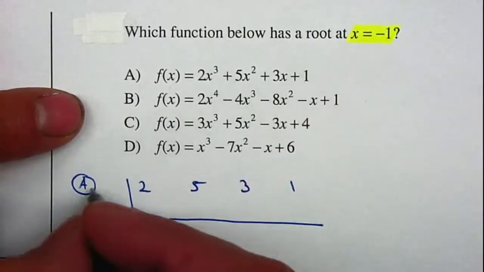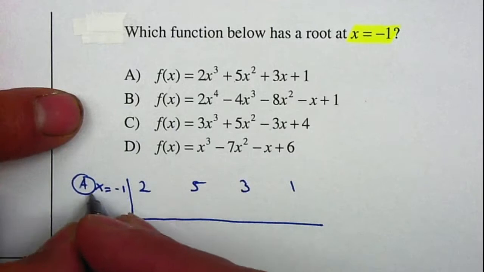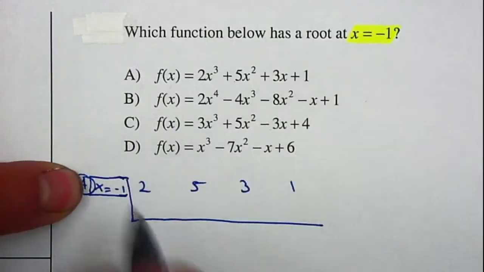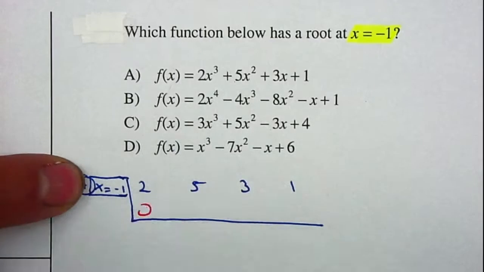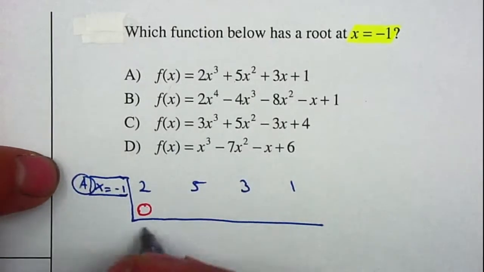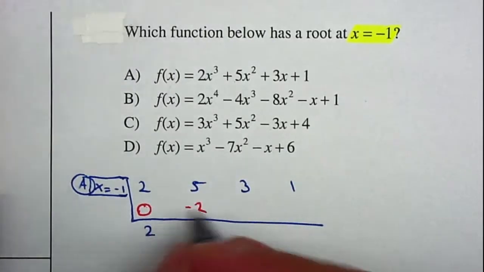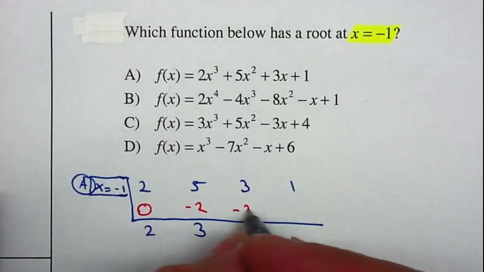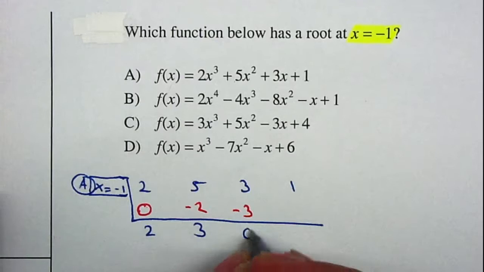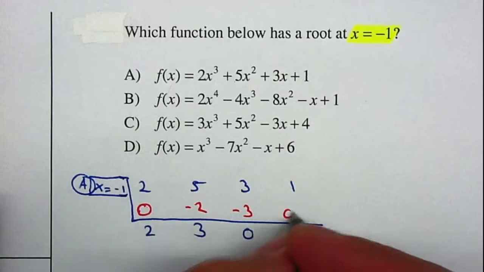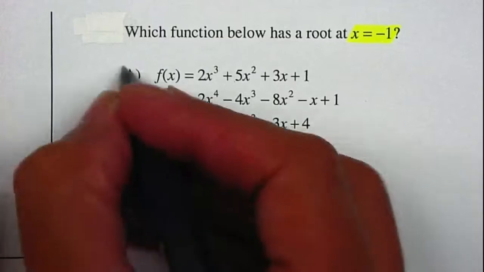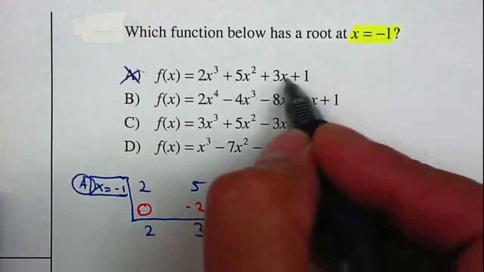X equal to -1. Your x value is equal to -1. This is already equal to -1, so you want to leave it as is. We're going to start with the 0, and we're going to add. Multiply. -1 times 2 is -2, and we're going to add. Multiply. -1 times 3 is -3, and we're going to add. Multiply. -1 times 0 is 0, and we're going to add. Your remainder is 1, so therefore A is not an answer. -1 is not a root.